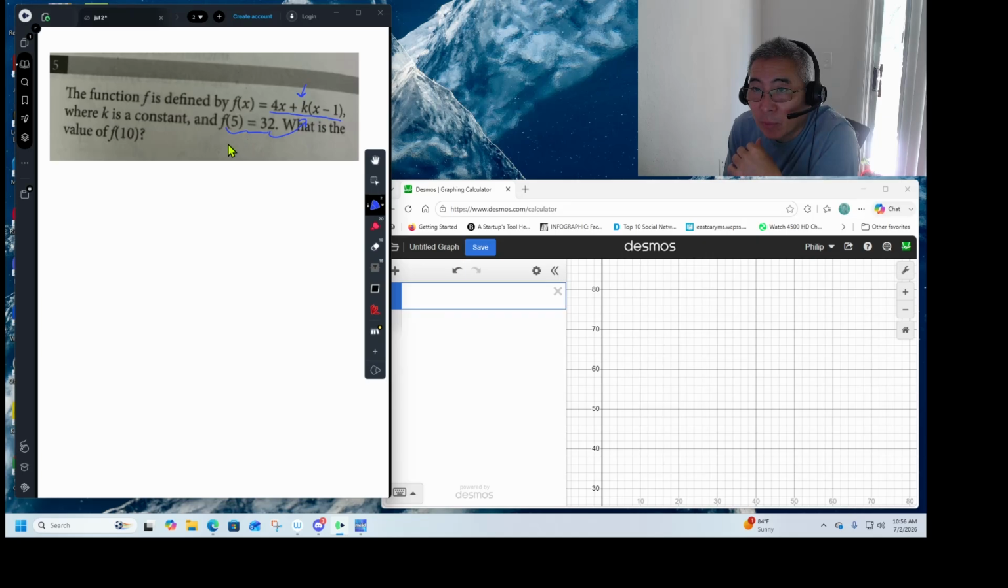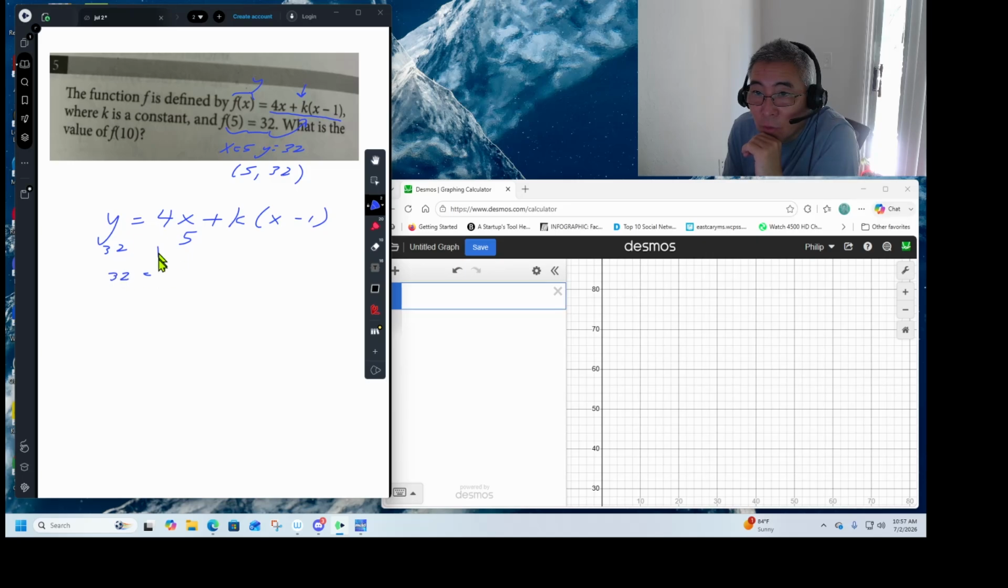Basically the point we're going to plug in is x equals 5 and y equals 32, right? We're going to put this point into here. And f of x is just another way of saying y, right? So y equals 4x plus k times (x minus 1). We're going to put 5 here. We're going to put 32 here. And then we're going to try to find a value for k.